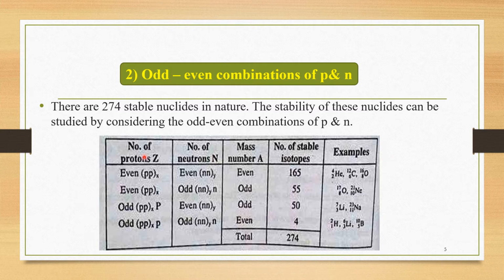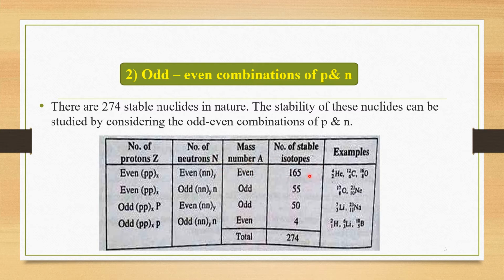Now, as far as the even number of protons and even number of neutrons are considered, they have an even mass number. So 165 stable isotopes belong to this first combination of even protons and even neutrons. So most of the isotopes belong to this first type.